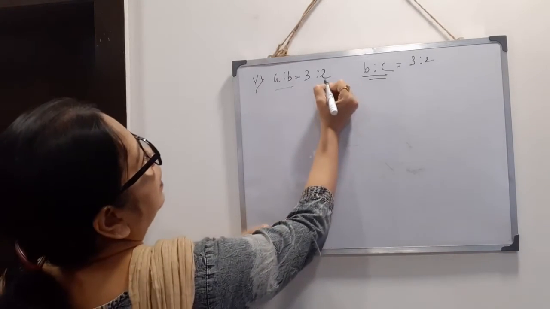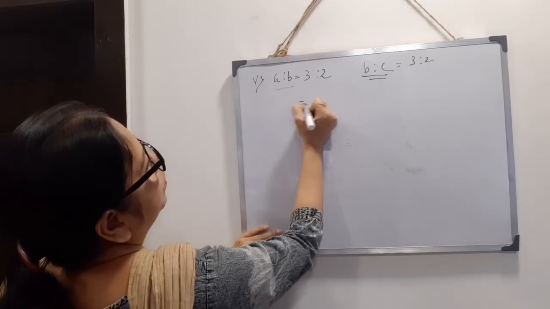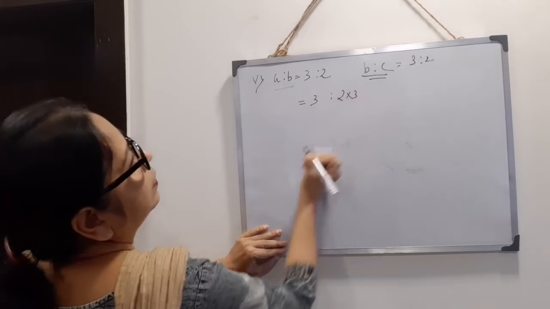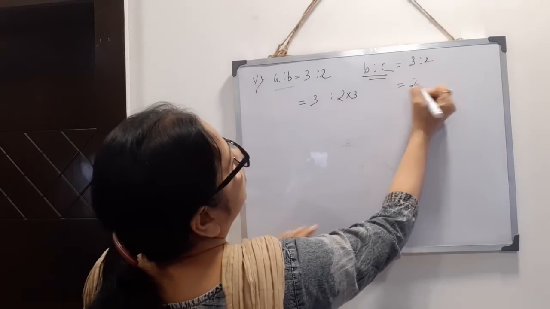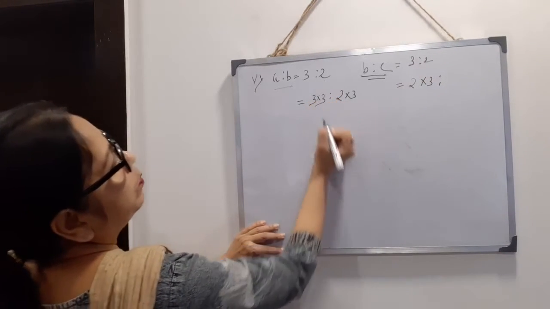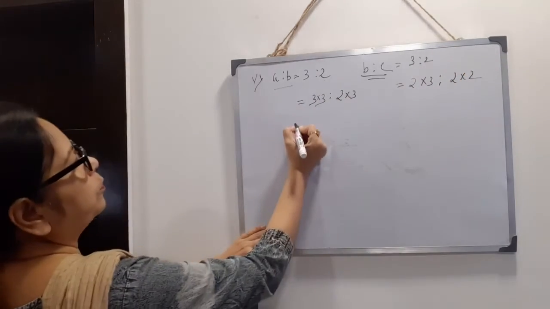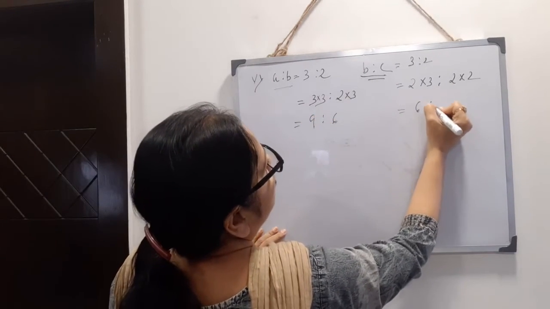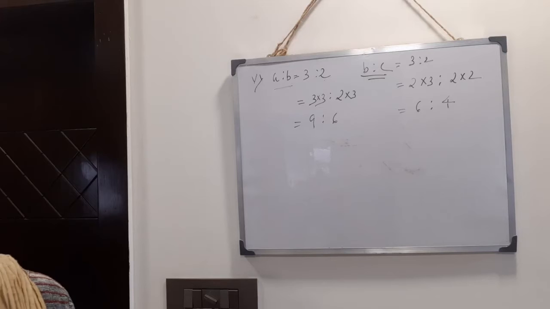How? Here the last term we have to make equal. Here a is to b, 3 is to 2. So I will multiply this by 3 and here the first term by 2. So here I am multiplying by 3, so with this also I have to multiply. And here I have multiplied by 2, so here I have to multiply by 2 also. So it is becoming 9 is to 6, and here also 6 is to 4. Clear? 9 is to 6 and 6 is to 4.